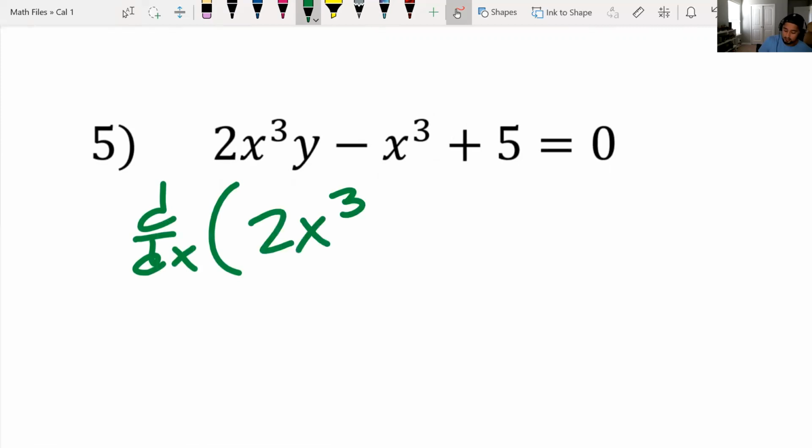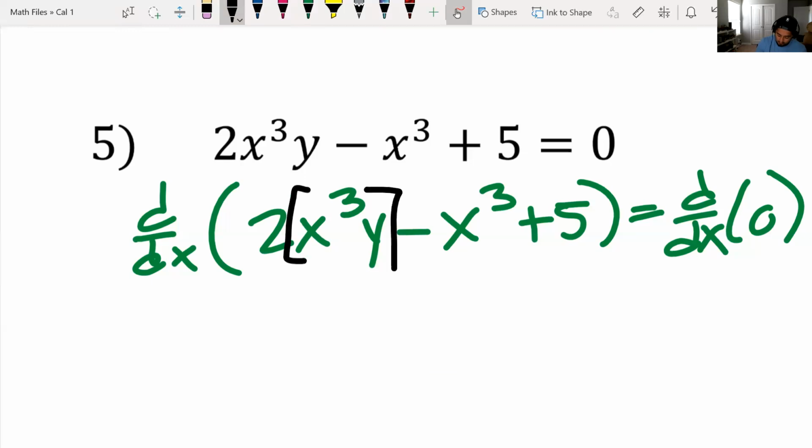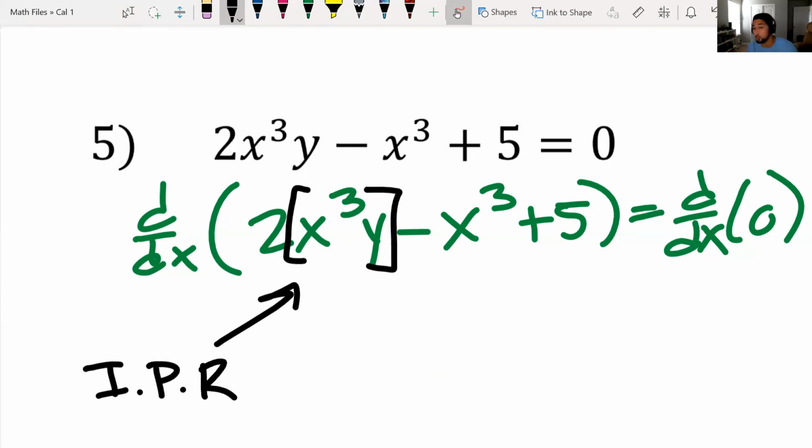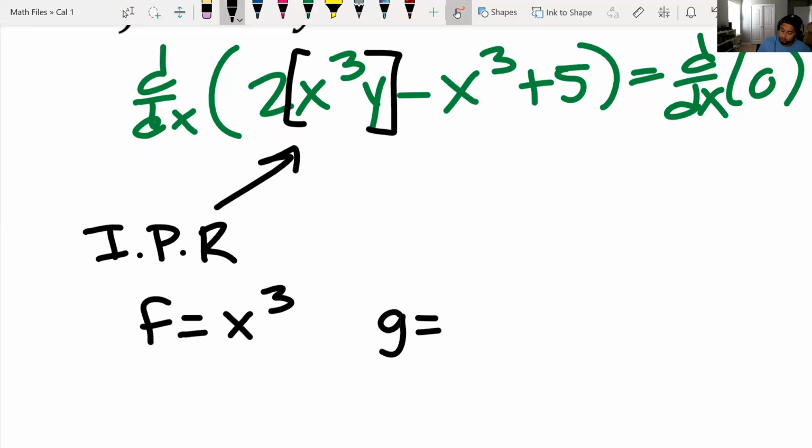d over dx of x cubed y equal to d over dx of 0. Okay, well, this is just like the last one. Take a quick second and realize what we need again. We're going to need product rule again. Implicit product rule, IPR, right? Where f will be x cubed and g will be y.